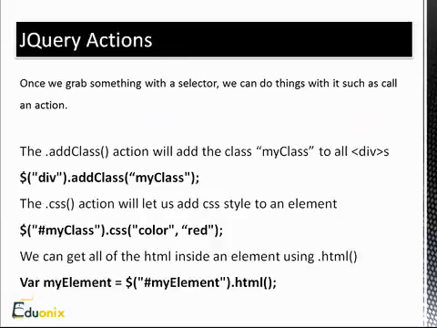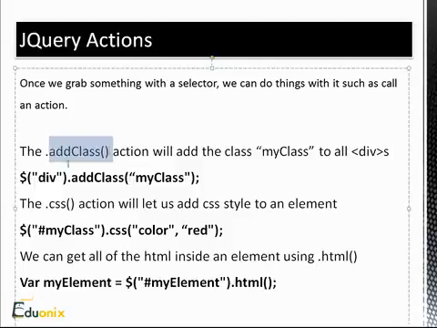Okay, so jQuery actions or methods or whatever you want to call them. Once we grab something with a selector, like we just saw, we can do things to it, such as call an action. I have a couple examples of actions here. The first one we have is the addClass action, and all that does is add a class to whatever we're selecting. So in this example, we're taking all div tags and we're adding a class of myClass. This is going to do this to all div tags.